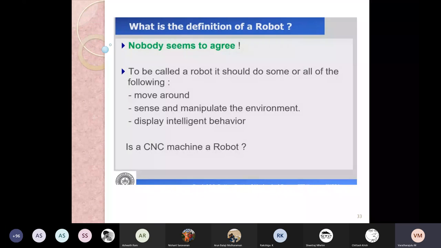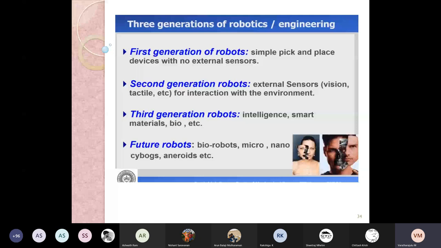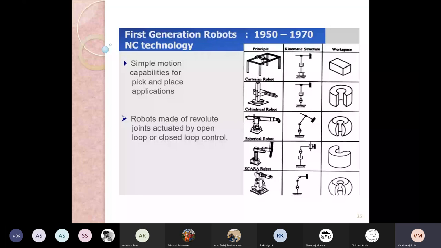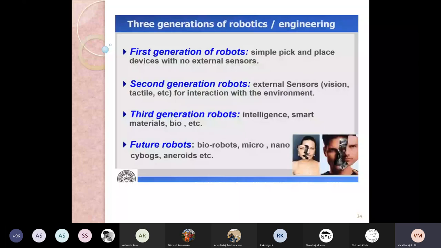And I have already taught the evolution of various generations of robots. The first generation robot can do a simple task like pick and place, and there are no external sensors. The second generation robot can interact with the environment. The third generation involves intelligent smart materials. And in the future, we have to talk about the future robot. I'll tell you the current scenario and the maximum extent to which we can use robots in the subsequent stage. In the first generation robot classification, we have Cartesian robot, cylindrical robot, spherical robot and SCARA robot.